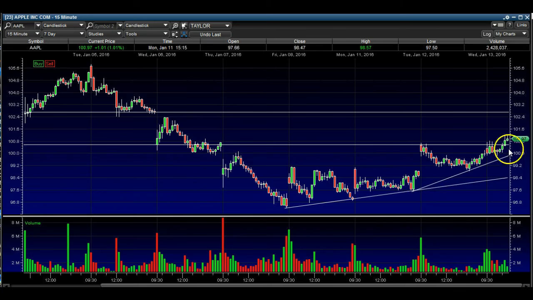But most importantly, we've got these trend lines, and we did break over the highs of yesterday, okay? And it's showing some relative strength to the rest of the market. So just kind of keep that in mind. Apple is definitely looking pretty bullish, especially relatively speaking to the market.